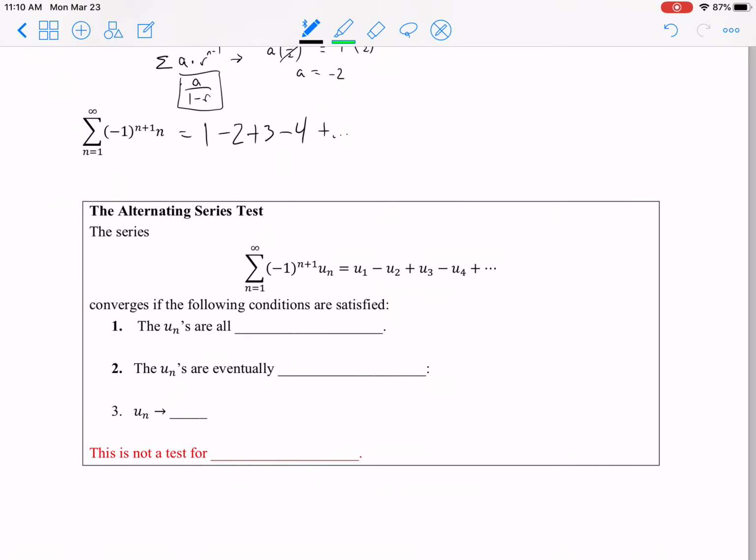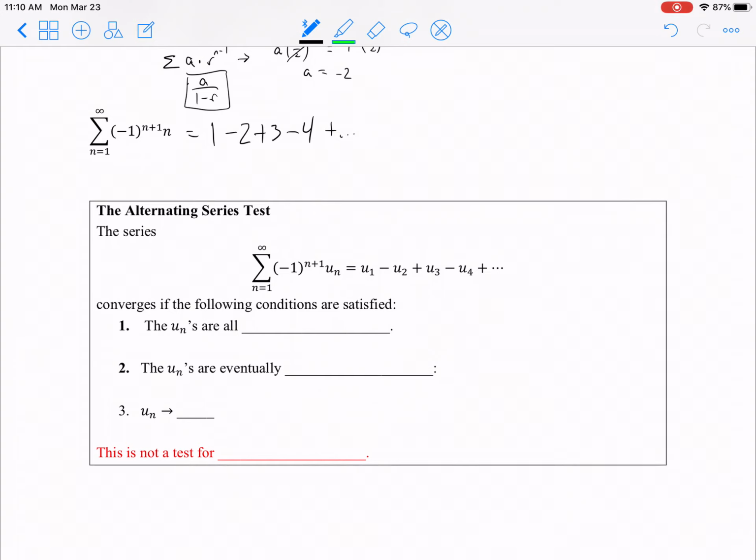This is the alternating series test, and when we look at this one, the series that's given here that's alternating like this will converge if the following conditions are satisfied. First, all the u_n's, the coefficients, they're all positive. All right, we don't need to be taking the negative of a negative and messing up our nice alternating. So we need to be alternating plus minus, plus minus, plus minus, plus minus. So all the u_n's right here are positive.